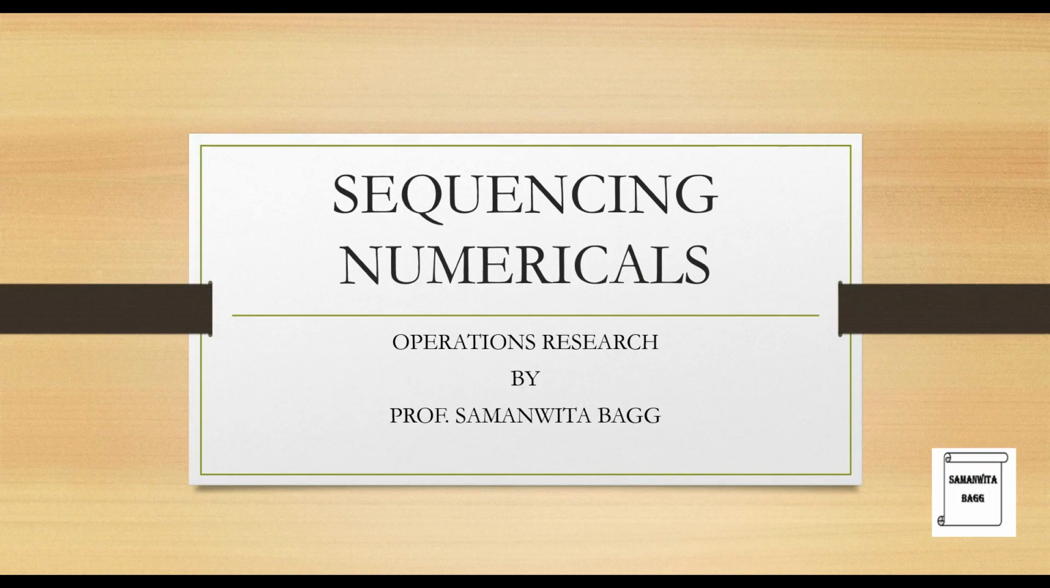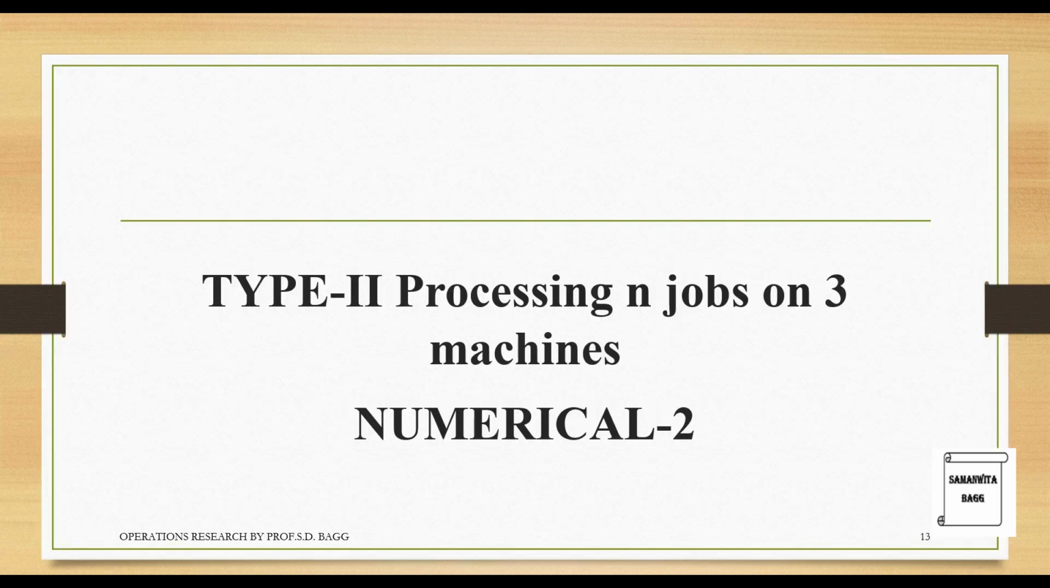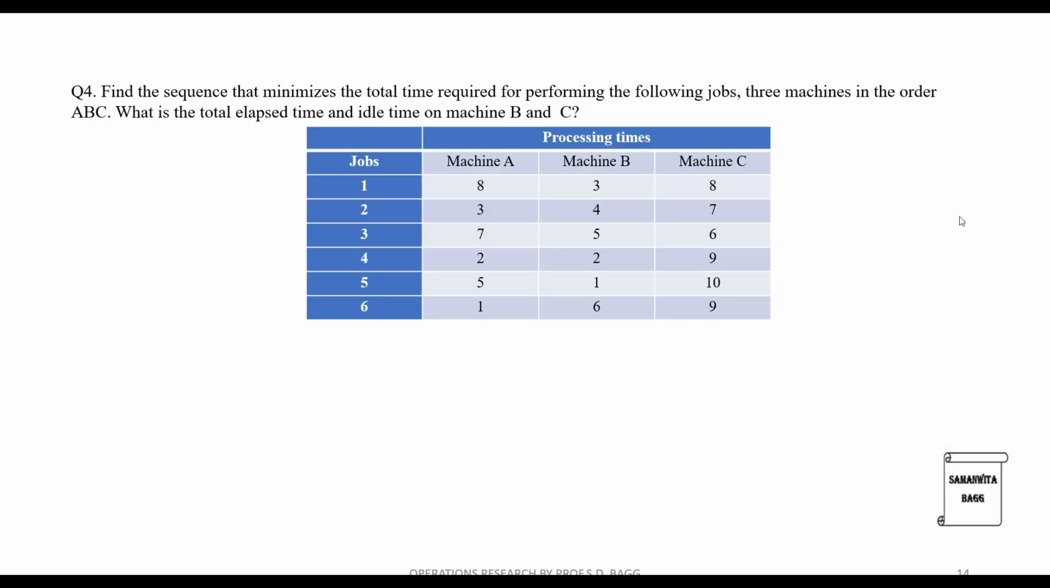Welcome to the next session on operations research. In this session, we will take up another numerical on sequencing model. We will solve the type 2 numerical of processing n jobs on 3 machines. Find the sequence that minimizes the total time required for performing the following jobs.